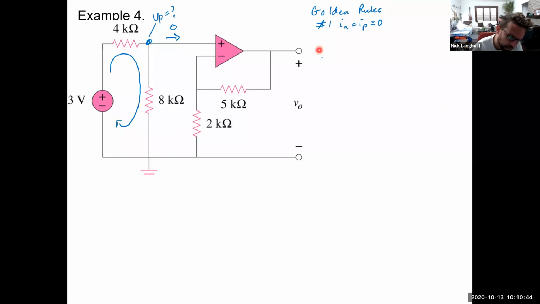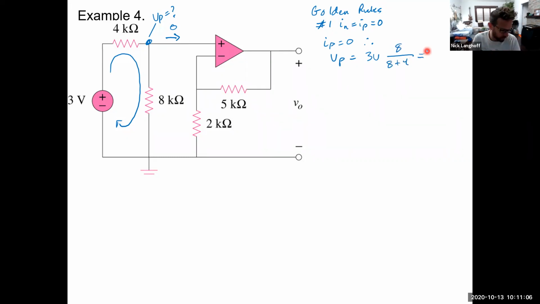So VP, by voltage divider action, since IP is equal to 0, you can calculate VP as 3 volts times 8K, we'll just leave the K off, 8 over 8 plus 4. That's 8 twelfths, which is 2/3. So then this is 2 volts. So VP is 2 volts.